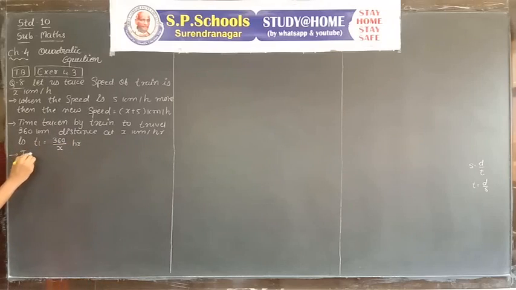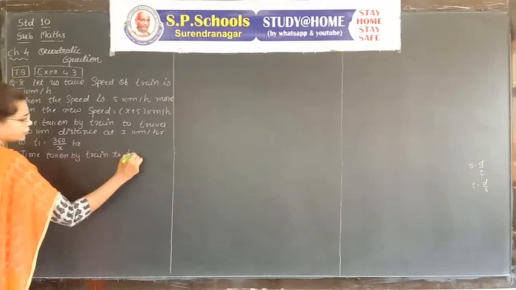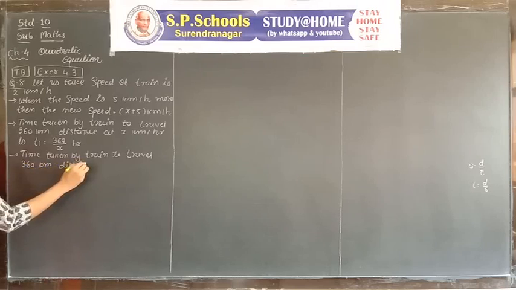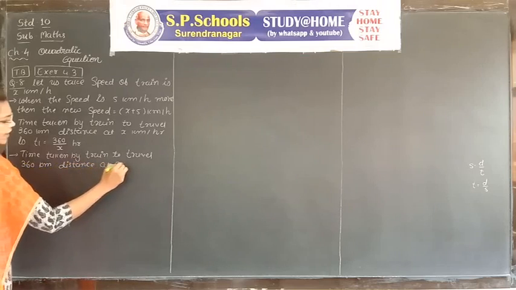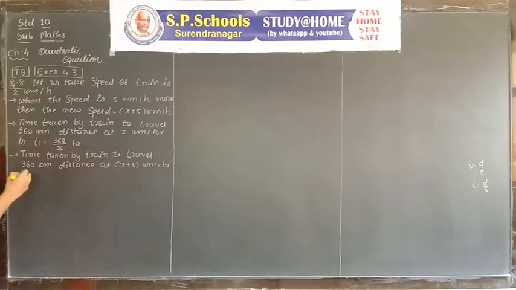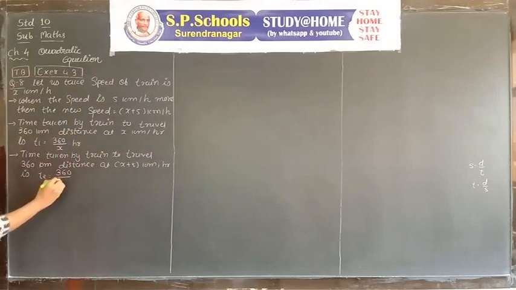In the same way, the time taken by the train to travel the same distance of 360 km at x plus 5 km per hour, that is at the new speed, is t2. Again time is distance upon speed, so t2 is 360 upon x plus 5 hours.